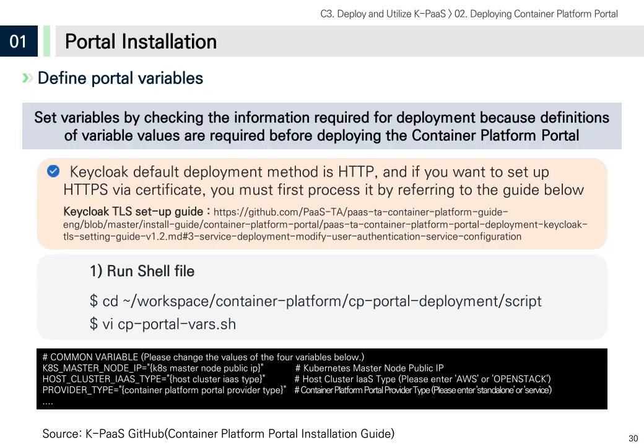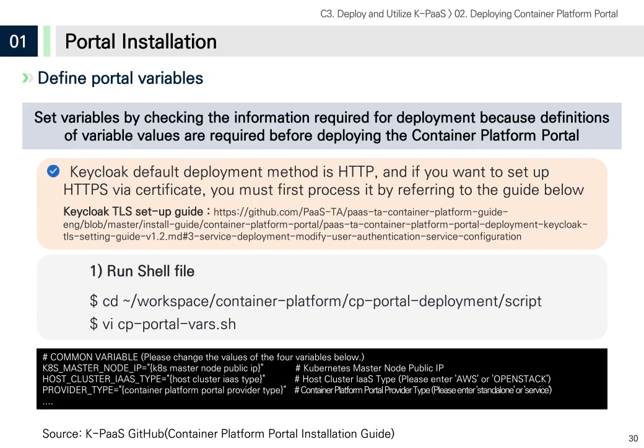Next, we'll describe the procedure for defining portal variables. Before you deploy the container platform portal, you need to define the values of the variables. For this, you need to set the variables by checking the information required for your deployment. Here, the default deployment method for Keycloak is HTTP, and if you want to set up HTTPS with a certificate, you need to refer to the Keycloak TLS setup guide in the orange box and complete it first. Let's go back to the procedure for defining portal variables.